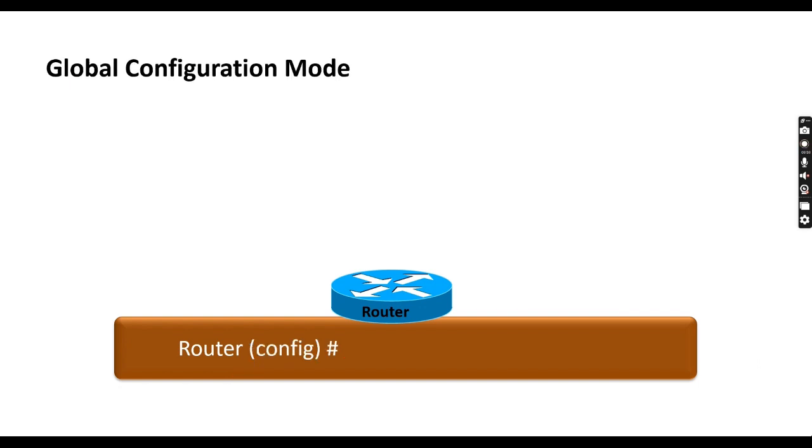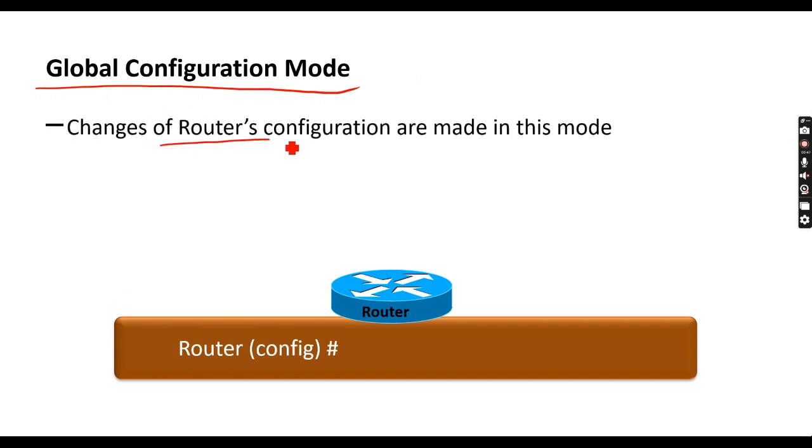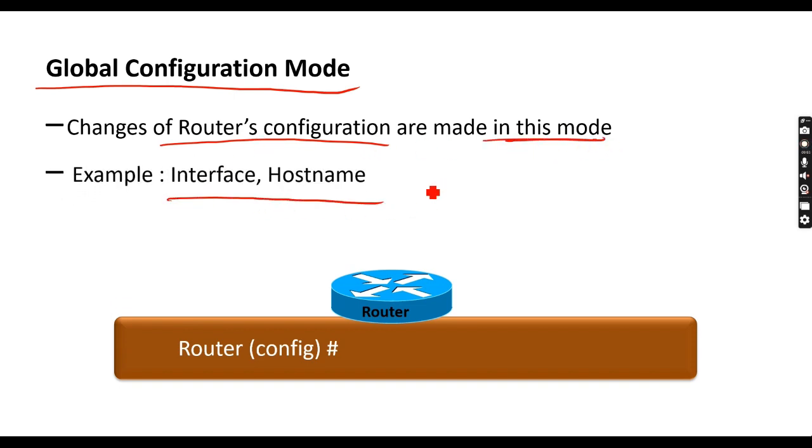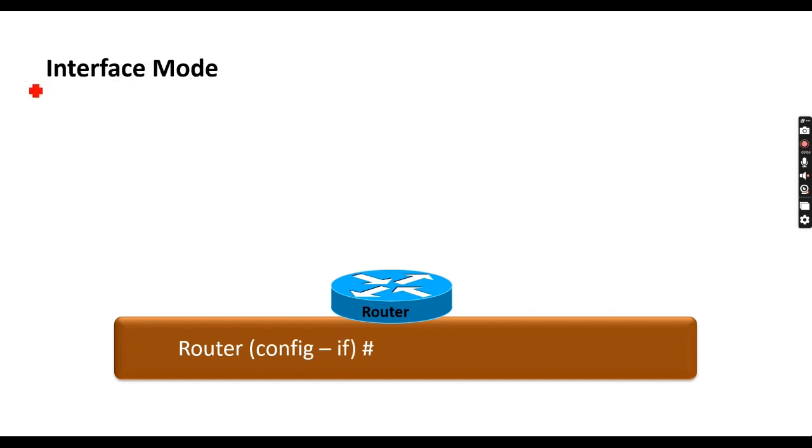Next is global configuration mode. This mode is basically used for configuration purposes. Changes to your router's configuration are made in this mode, like the host name, or you can configure interfaces like LAN or WAN interfaces. How can you go to this mode? You just run the command configure terminal. Next, interface mode. When you want to configure the router's interfaces, like a LAN interface or WAN interface, you have to go into interface mode.